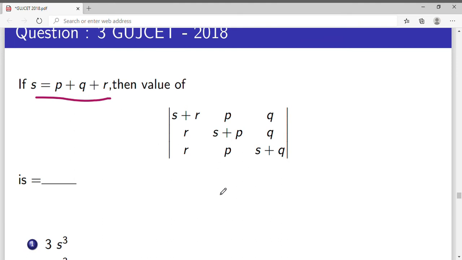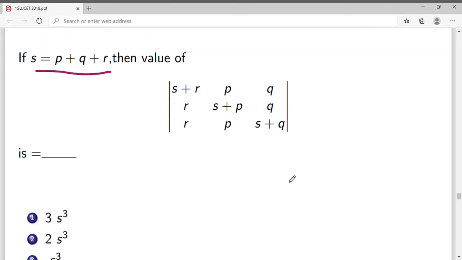Now again in the previous example we discussed that we try to convert any row or column to have all elements 1. Okay. So now here observe that if we add column 2 and column 3 in column 1, then what we get, S plus R plus P plus Q. Same way again here R plus S plus P plus Q, and again here R plus P plus S plus Q. So here the first column contains all elements the same. Okay. So now first we do this process.